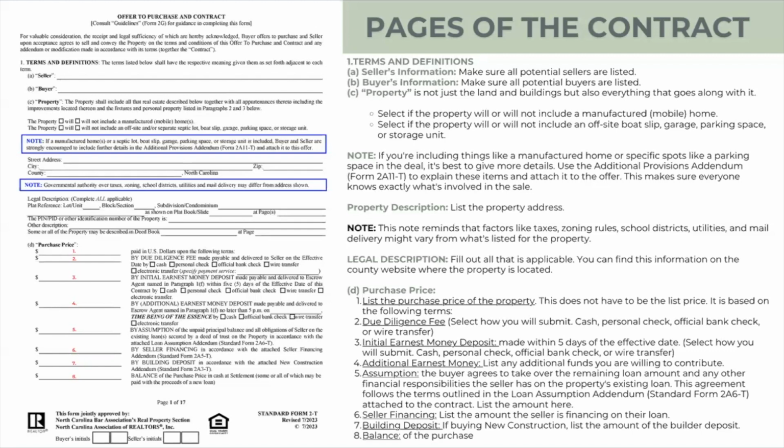Number 6 is seller financing. You're going to list the amount the seller is financing on their loan. And number 7, building deposit. If buying new construction, you're going to list the amount of the builder deposit. And number 8 is the balance of the purchase.